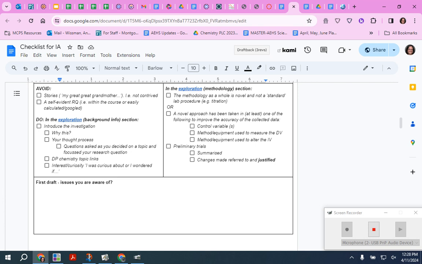So there's a few things of like things to avoid, things to do. Avoid in your exploration or in your introduction: My great-great-grandmother always had a bottle of hydrogen peroxide in her medicine cabinet, and I just wanted to know how it decomposes. Whether I still have that bottle from my great-great-grandmother, and I was wondering if there's any hydrogen peroxide in it. That's not the kind of story you want to tell. You can talk about what interested you, but it doesn't have to be, I've always wanted to know how much vitamin C was in the orange juice.